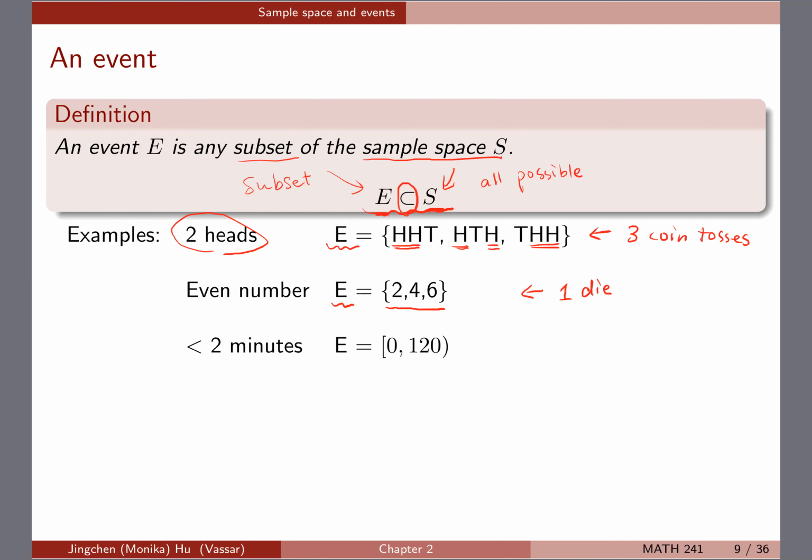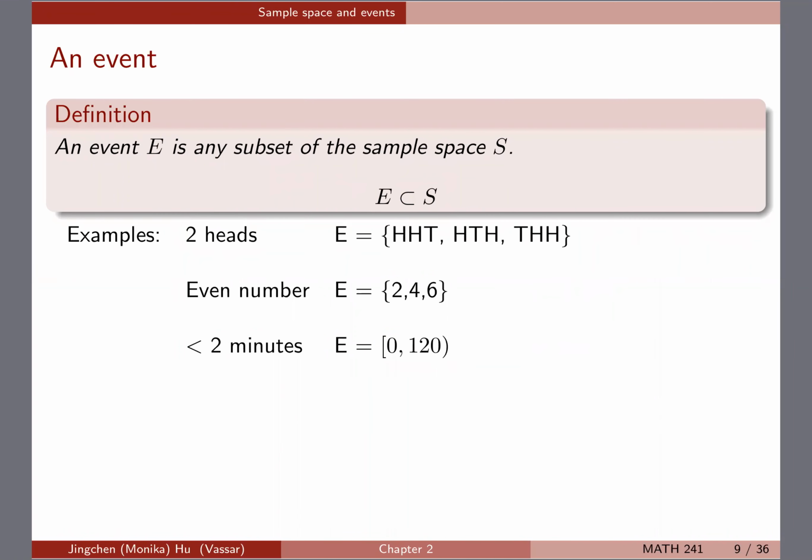Lastly, this is waiting for a bus. And then if we define the event to be waiting for less than 2 minutes, then the event E is going to go in terms of seconds, will be from 0 to 120. Keep in mind that event is any subset of the sample space.